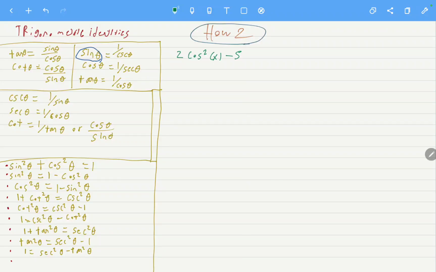Men on the internet, women on the internet, I'll teach you a good lesson about trig identities. Trig identities come in many forms.